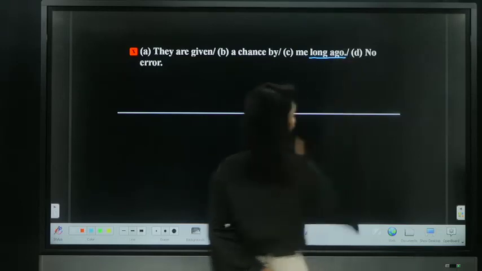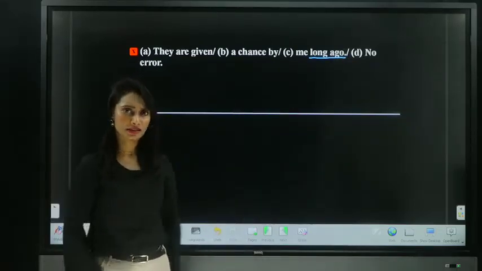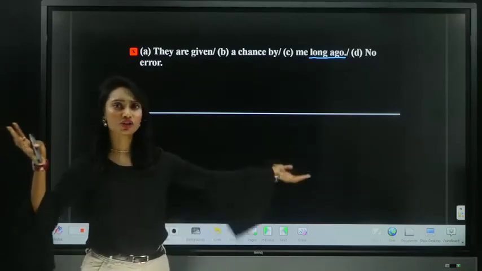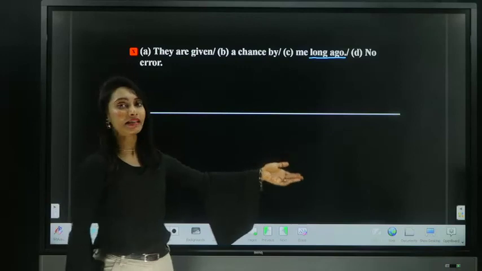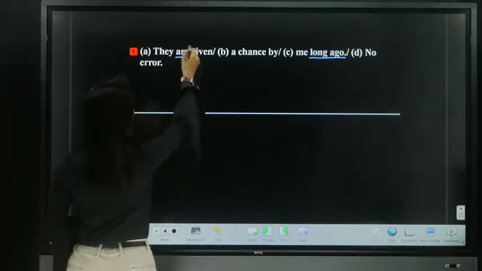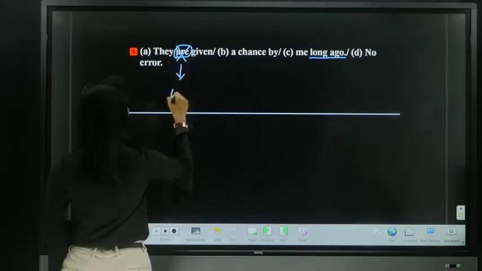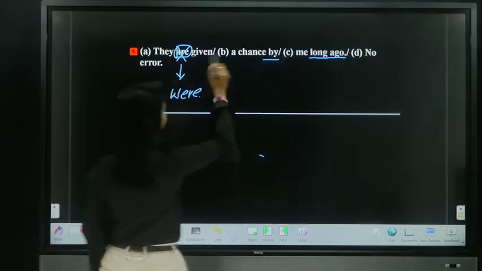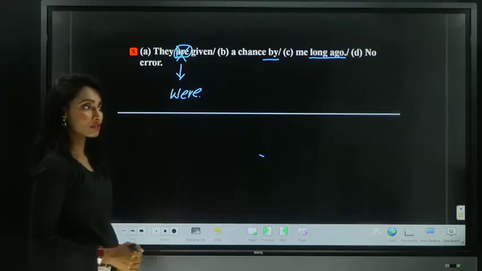Long ago. Long ago is a time indicator for which tense? Present, past, or future? Ago. No doubt it is past tense. That means the sentence must be in past tense. But what is the tense here? It is in present. So replace that present form with past form. They were given. It is in passive voice. They were given a chance by me long ago. So were given. So well done.